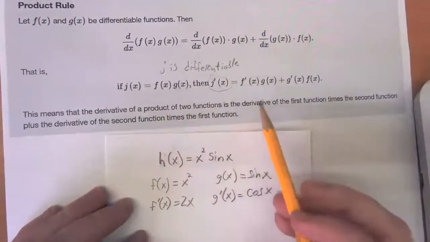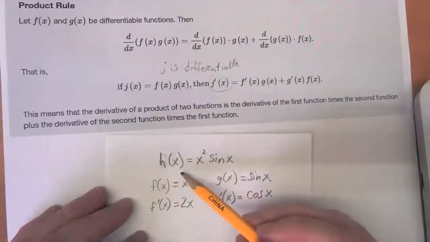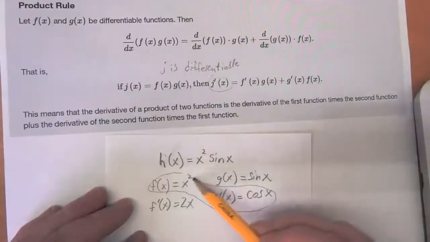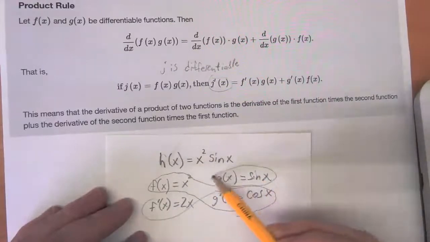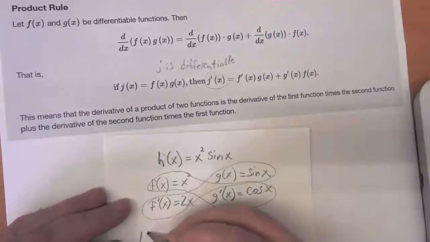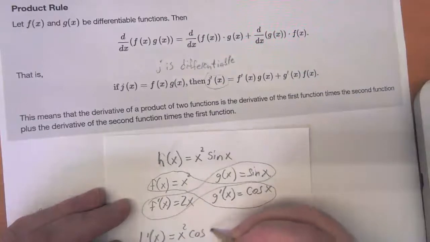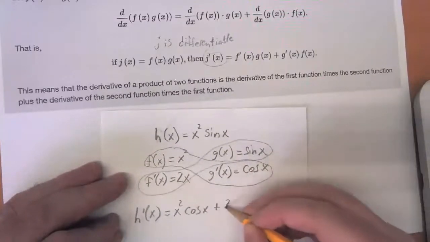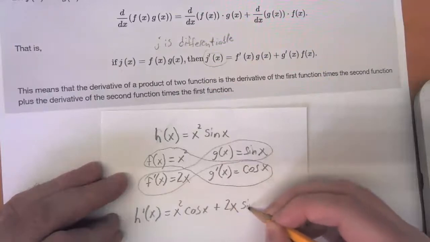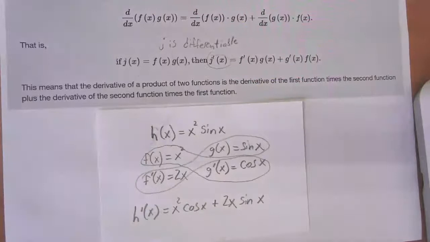And so what the product rule says is that we can find the derivative of h by taking that product and adding it to that product. So h prime of x is equal to x squared times cosine x plus 2x times sine of x. So that's a powerful tool. And so the product rule allows us to find the derivative of complicated functions by just knowing the derivatives, but we need to combine them in that specific way that's mentioned by the product rule.